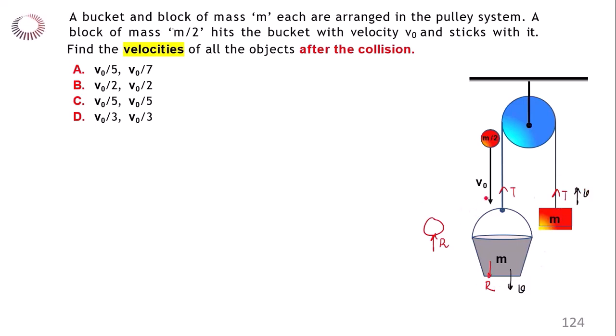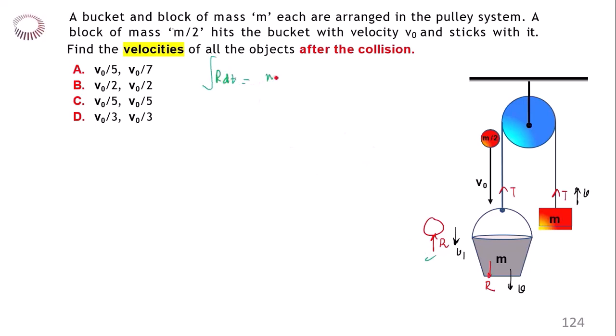And after that, let us say the m by 2 mass is moving downward with the velocity v1. Okay. So now I can apply the impulse momentum relation for each object. If I apply the impulse momentum for the m by 2 mass, taking upward as positive, the impulse is upward. So integration R dt should be equal to the final momentum.